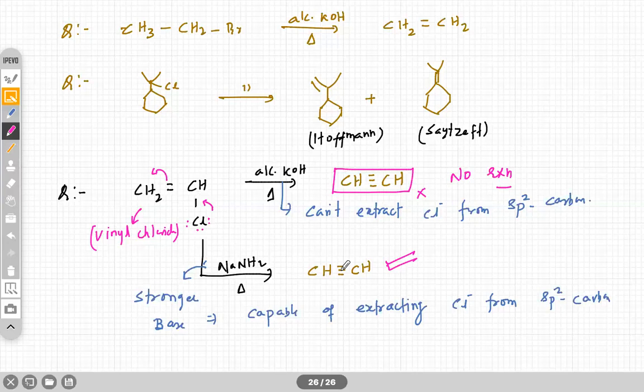You must remember what the Saytzeff and Hoffman products are. On this, you may get a question in the exam. This one is important: Saytzeff product and Hoffman product. More substituted alkene is more stable and it is called Saytzeff product. The less stable one is Hoffman, right? So these things are important. SN1, E1, SN2, E2 reactions.